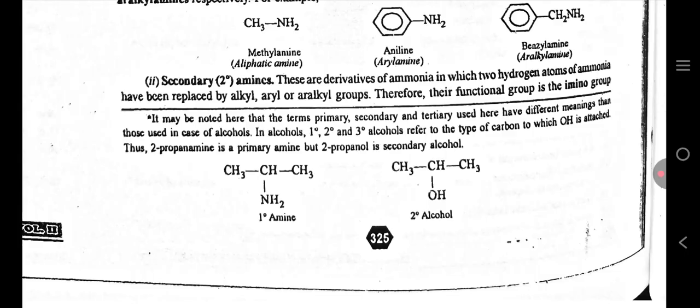Secondary amines. These are the derivatives of ammonia in which two hydrogen atoms of ammonia have been replaced by alkyl, aryl, or aralkyl groups. Therefore, their functional group is the imino group. It may be noted here that the terms primary, secondary, and tertiary have different meanings than those used in the case of alcohols. In alcohols, primary, secondary, and tertiary refer to the type of the carbon to which OH is attached. Thus, 2-propanamine is a primary amine, but 2-propanol is a secondary alcohol.